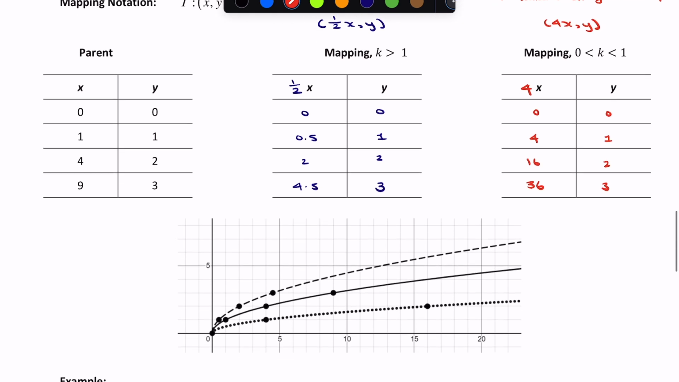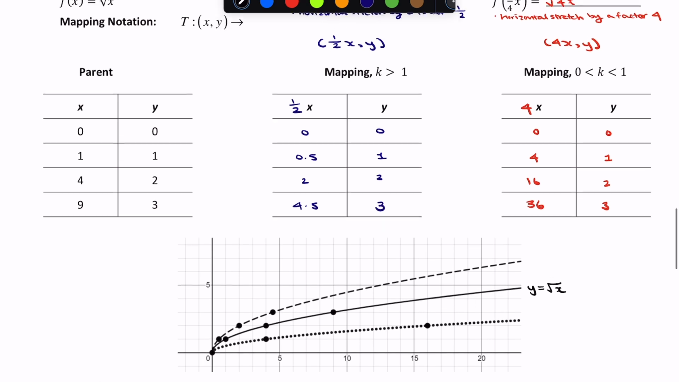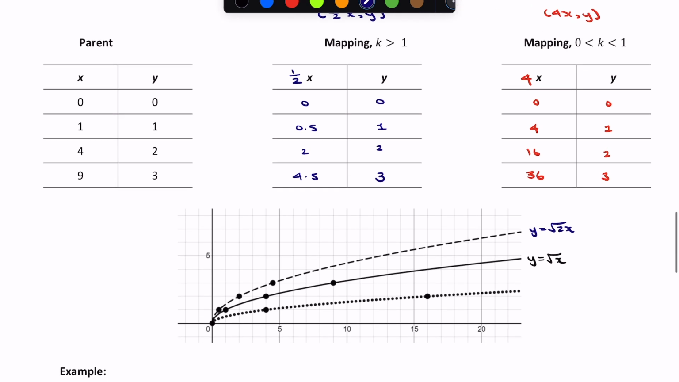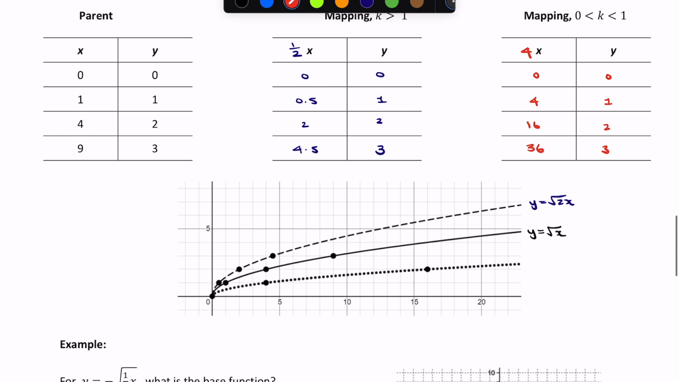And if we look at the corresponding graphs, our parent function is our solid line. So y is equal to square root x. The dotted line at the top will be our y is equal to square root 2x. And then our dotted line at the bottom will be our y is equal to square root 1 over 4 x.